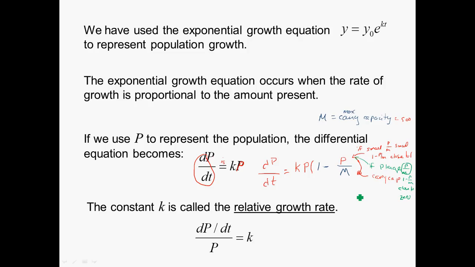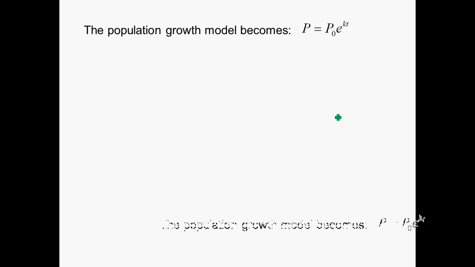So in this statement, the constant k is called the relative growth rate. The only reason I give you this is because sometimes AP refers to K, instead of the constant of proportionality, as the relative growth rate. I just wanted to give you that vocabulary.